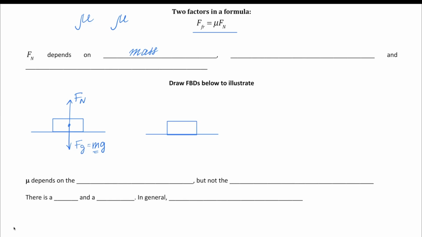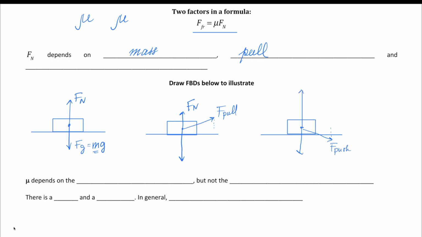But normal force also depends on pull or push. If I have the force of gravity and a little bit of a pull upwards, then the normal force is going to be less than gravity by this much. And it can also depend on push, because if instead of pulling upward I push into the ground, then normal is going to be greater than gravity by the amount of push. The normal force is gravity plus that little extra push downward. So it depends on pull and push.